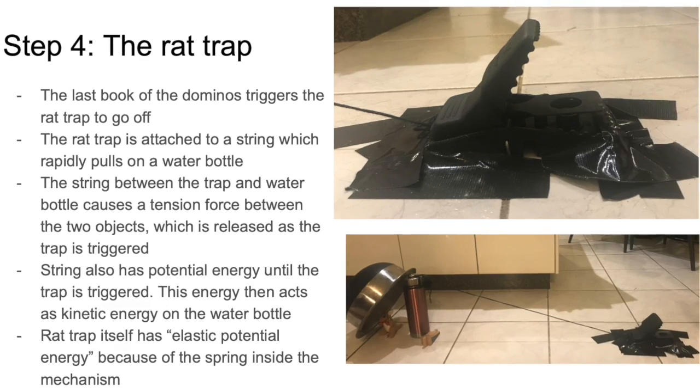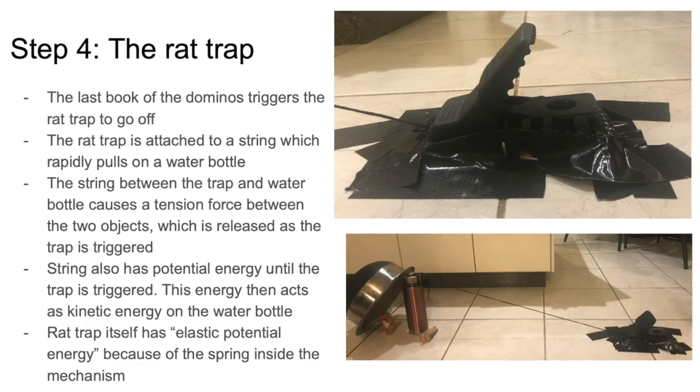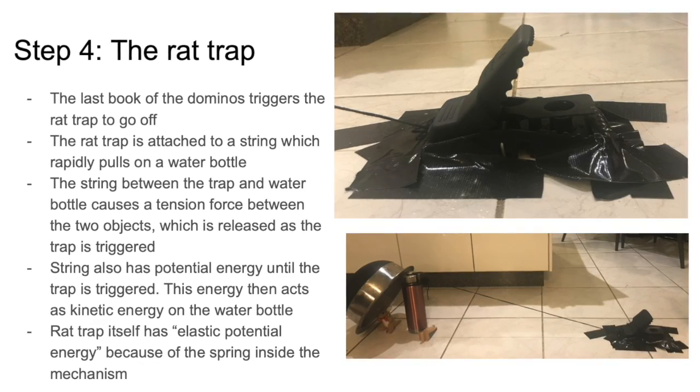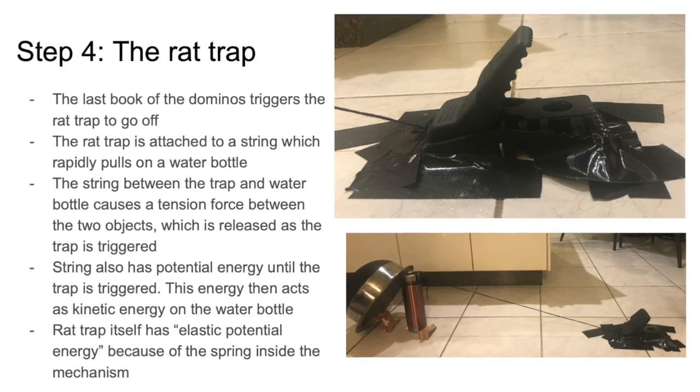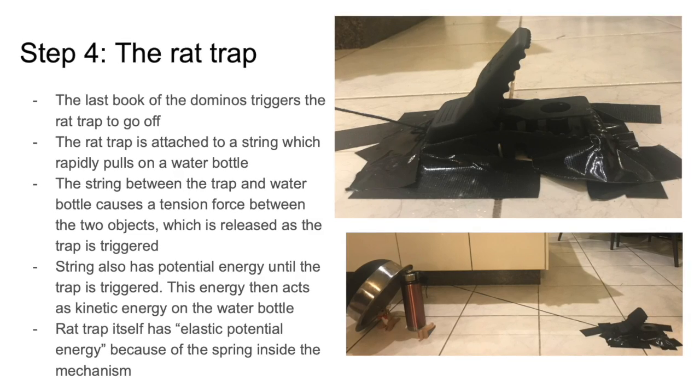This also turns the potential energy of the string in space into kinetic energy that is acting on the water bottle as it moves. The trap itself actually has a potential energy that we have not learned about yet. This is called elastic potential energy, and it is happening because of the spring inside of the mechanism.